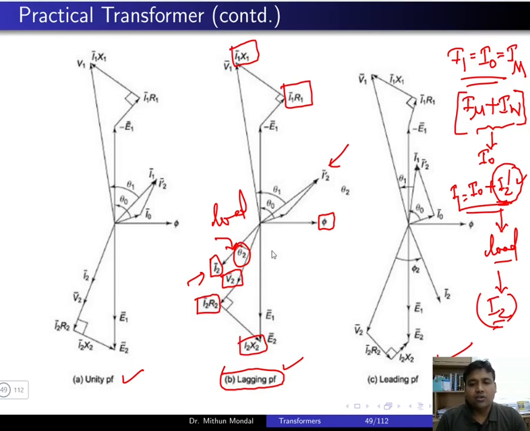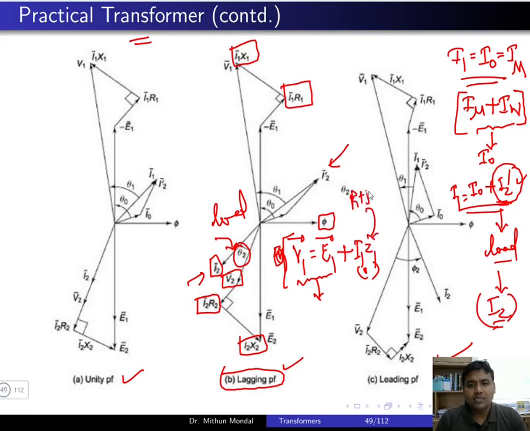So using the KVL equation, you can now write V1, which is the supply voltage, equal to E1, that is the induced EMF, plus one more term, I1 Z1. Now V1 equal to E1 is generally the case of an ideal transformer when this component is 0. Then you do not have any loss, which we have discussed in the case of an ideal transformer. But when you have a practical transformer, all losses have to be taken into consideration. So the impedance Z1 will be the sum of R1 plus jX1.